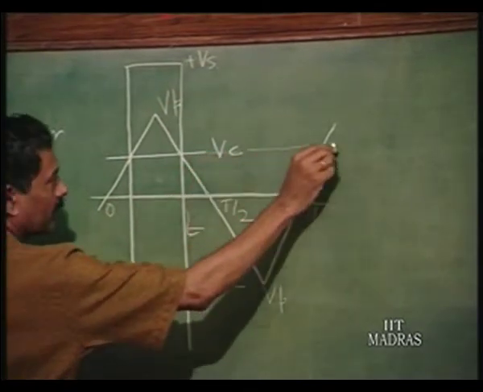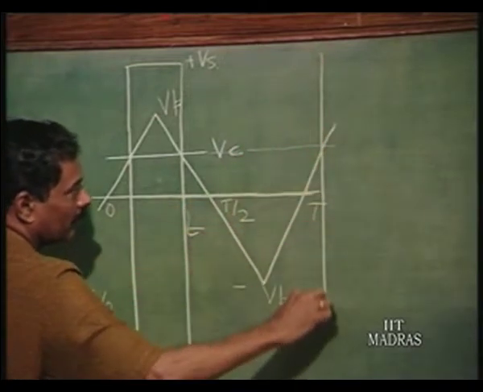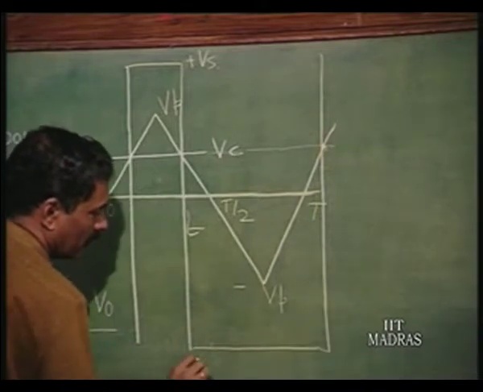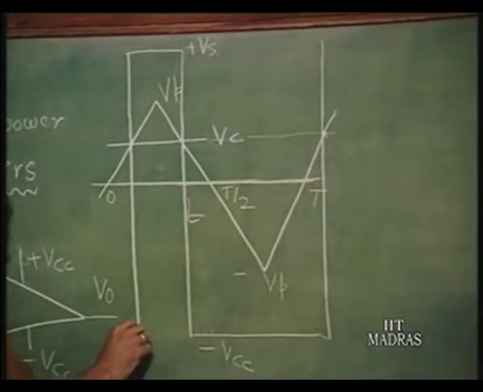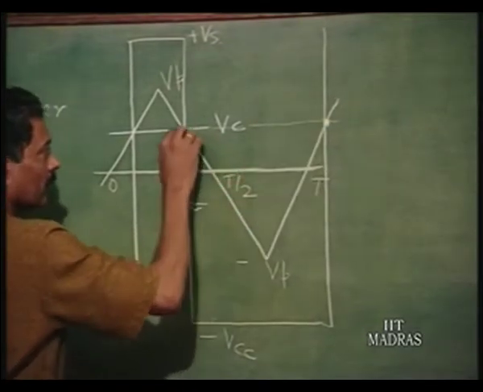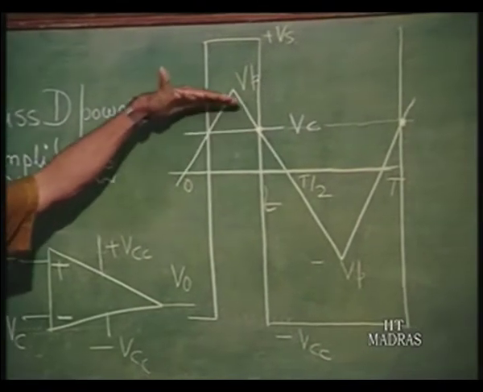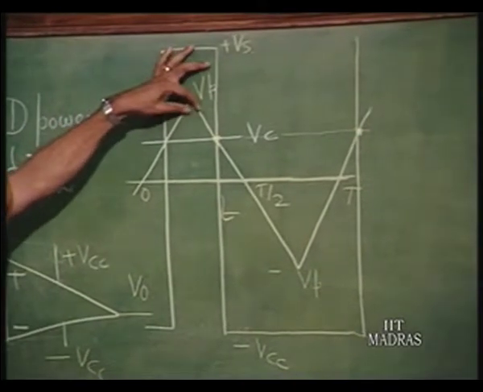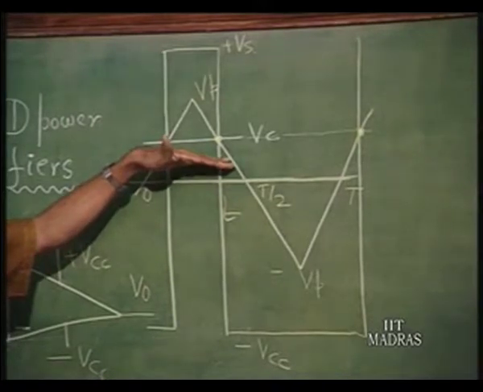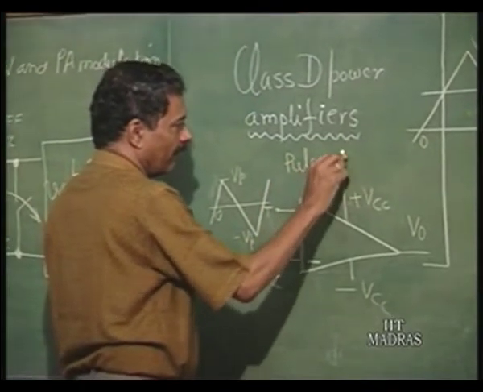And if you extend this, it would go to minus Vcc like this. If I increase Vc, the width of this is going to decrease. If I decrease Vc, the width is increased. So, this is a pulse width modulator. So, this circuit is nothing but a pulse width modulator, a very simple circuit.